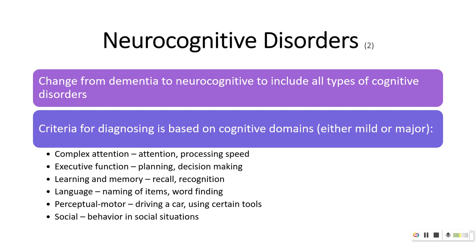And these domains are cognitive attention, which is the attention that the person has or their processing speed. We have executive functioning, which is the ability to plan and make decisions. Learning and memory, which is recall and recognition. Language, which covers the naming of items and word finding. The perceptual motor domain: how does a person drive a car? Can they use certain tools? And then the social domain is how they behave in certain social situations. And again, we're going to talk more about this as we go through the presentation itself.